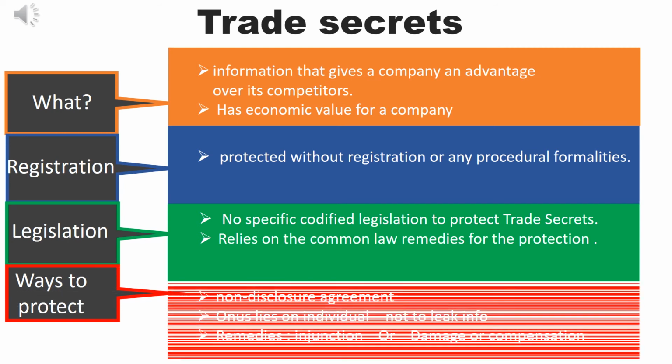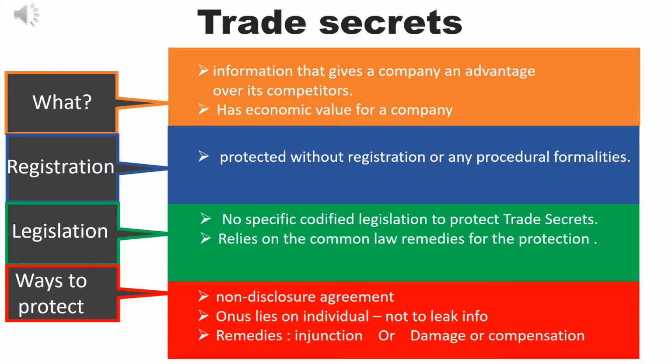India does not have a specific codified legislation to protect trade secrets. Due to the absence of law for the protection of trade secrets, the Indian courts rely on the common law remedies for the protection. A common way to protect trade secrets is signing a non-disclosure agreement which binds the parties not to leak information or else they will face legal action. An employee is often made to sign such an agreement before he joins an organization. In case of protection of trade secrets, the onus solely lies on the individual to keep the information safe.